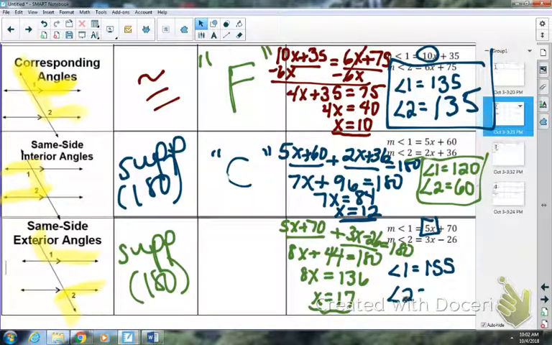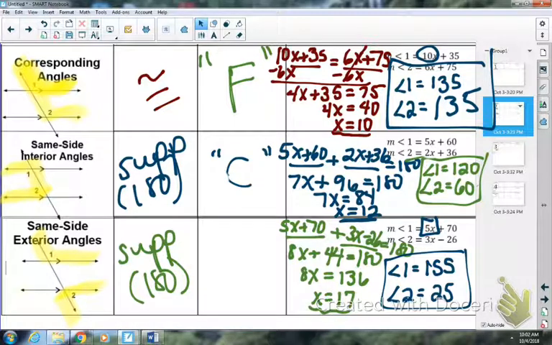Now, angle 2, if they're supplementary, what should my answer be before I even write it down? Should be 25. So if we check it, what's 3 times 17? 51, right? And what's 51 minus 26? Is it 25? Yep, so we did it correctly. Even if you're just asked to find x and stop, if you don't trust your math skills, it's not a bad idea to plug it back in to make sure it works.